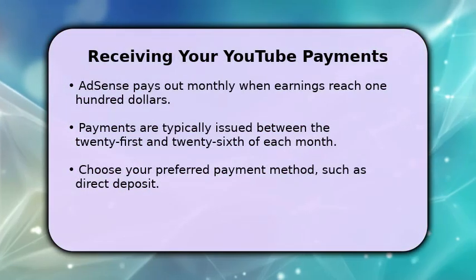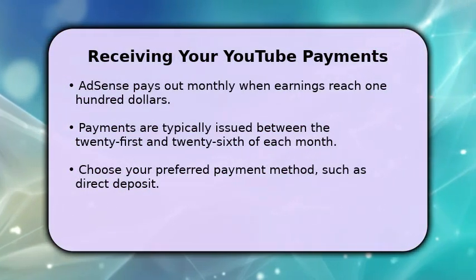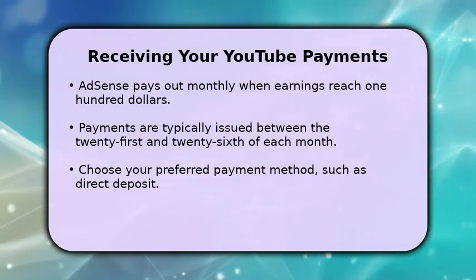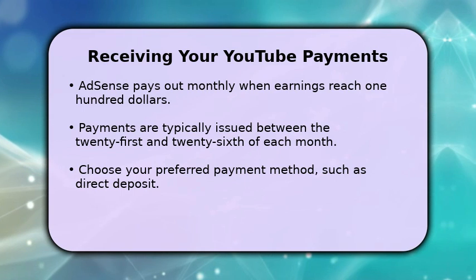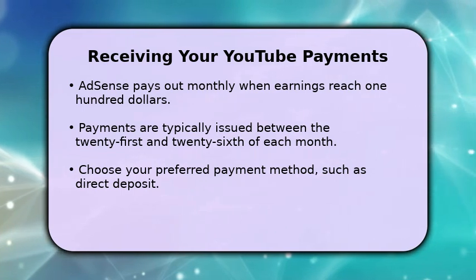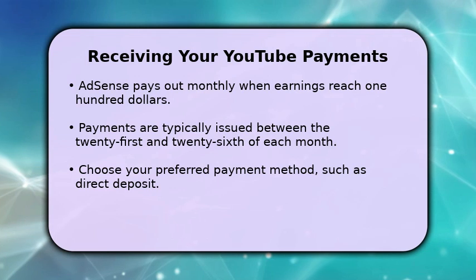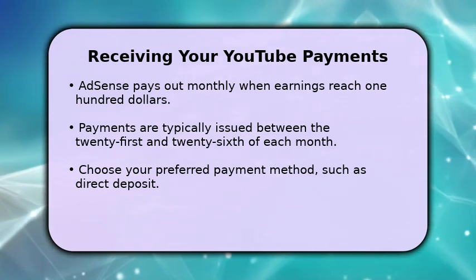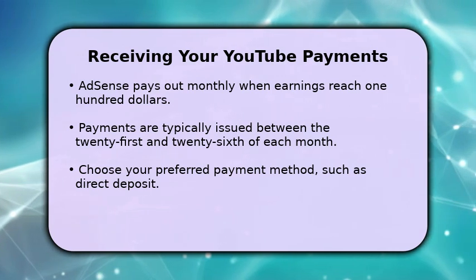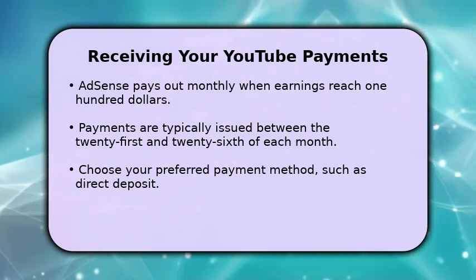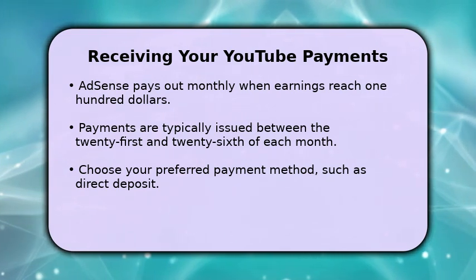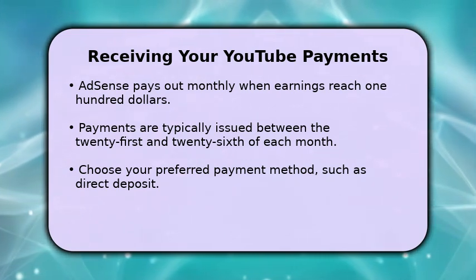Congratulations, your channel is monetized. Now, let's talk about getting paid. AdSense issues payments monthly, but only when your accumulated earnings reach the minimum threshold of $100. Payments are typically processed and sent out between the 21st and 26th day of each month. You can select your preferred payment method within your AdSense account, such as direct deposit. Always ensure your tax information is accurately submitted to avoid any delays.